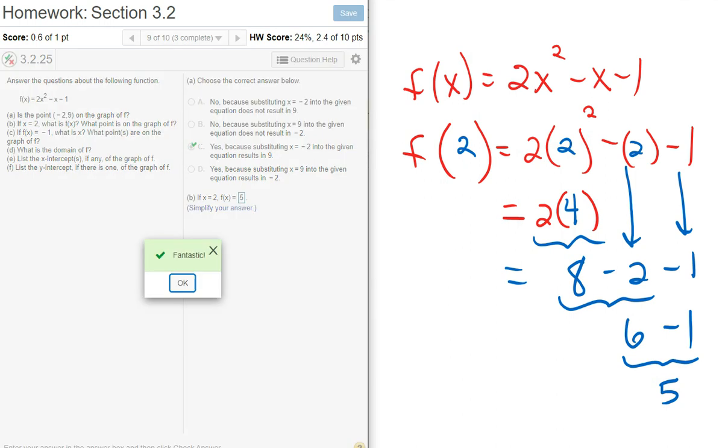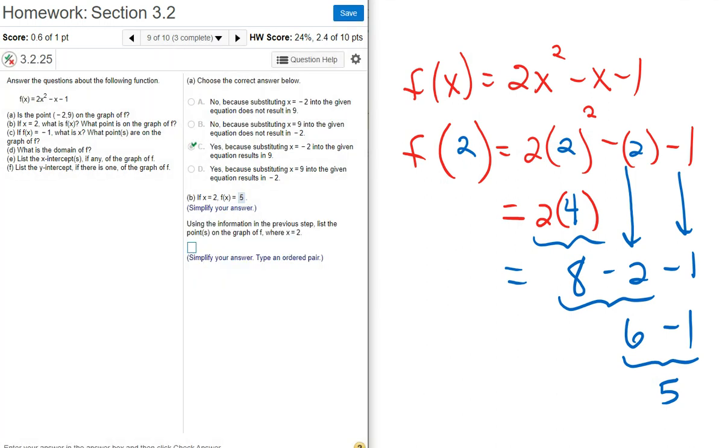And fantastic. And then it says, using the information in the previous step, list the points on the graph of f where x is equal to 2. Simplify your answer, type an ordered pair. All right, when I click on that box, my little toolbox shows up at the bottom. So I need an ordered pair. I'm going to click on that, and you can see it says ordered pair. Hopefully you can see that. It's not too low. And then x was 2, y was 5.